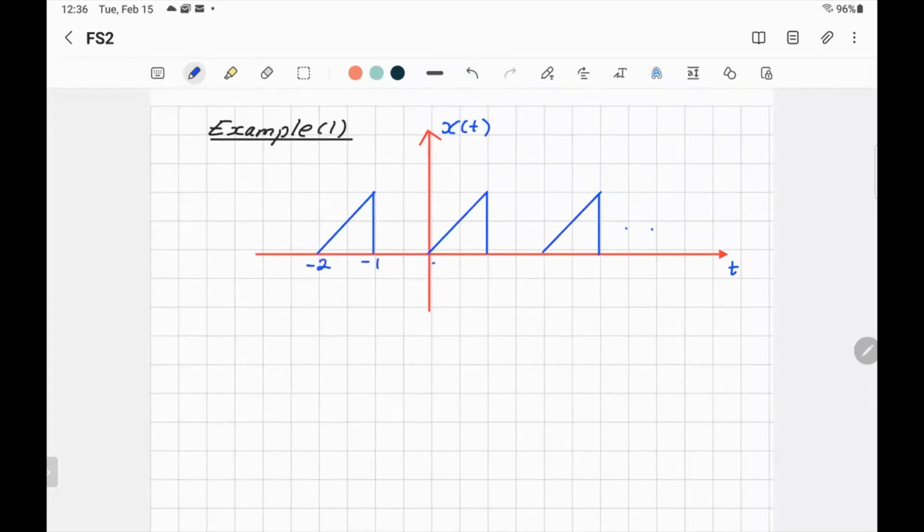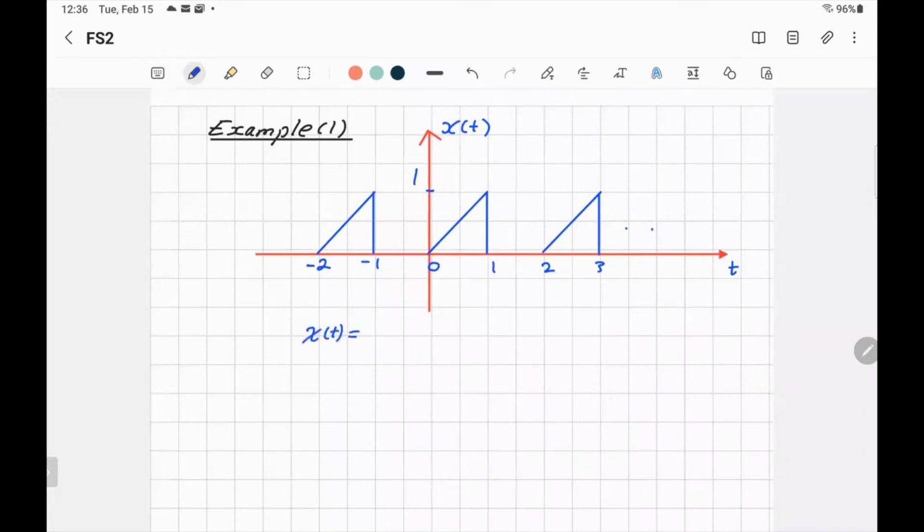-2, -1, 0, 1, 2, 3, and the amplitude is equal 1. So is it a periodic function? Yes, a periodic function. So we can expand this signal into Fourier series. What's the first step? Well, the first step, it's better to express mathematically expression for this signal.